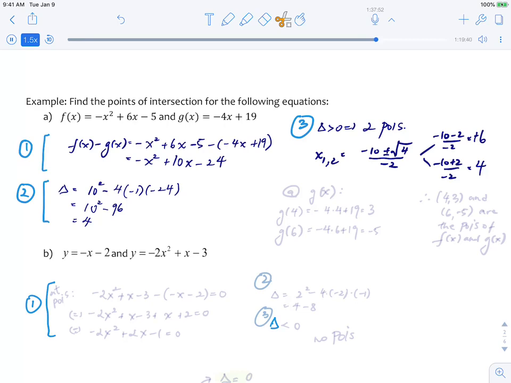So that would be f of x or g of x? G of x. Okay. So I'm going to solve for g of 6 and g of 4. You all remember the notation, right? Okay. So g of 4 would be negative 4 times 4 plus 19. That gives me a 3. And g of 6 would be negative 4 times 6 plus 19. So it's negative 24 plus 19.